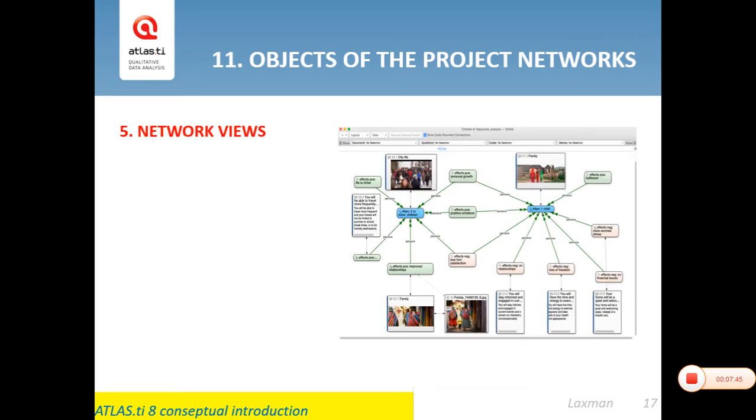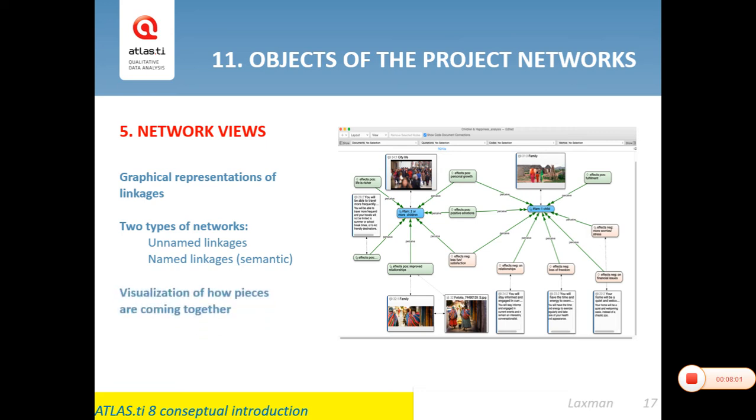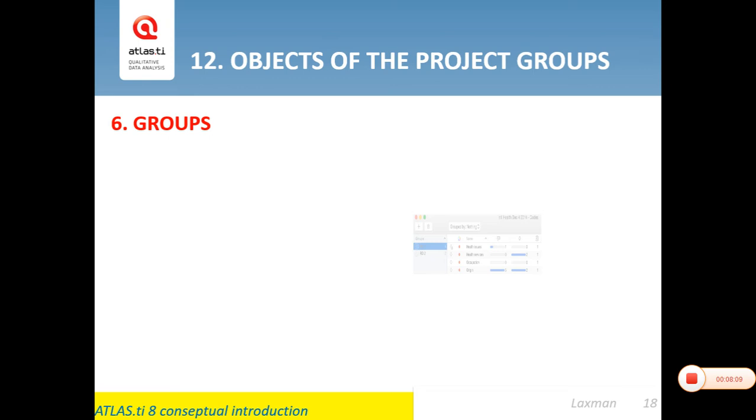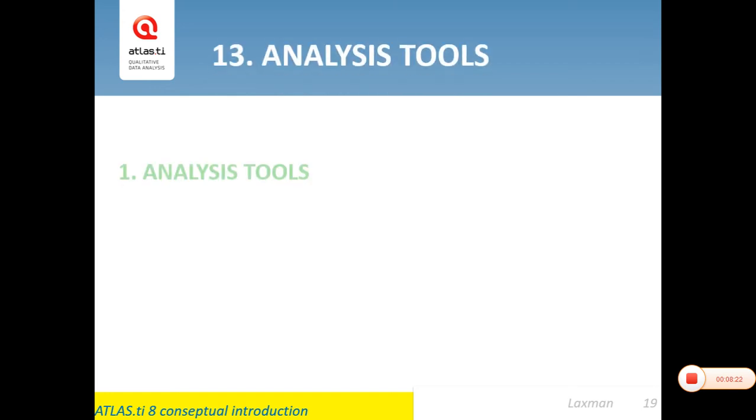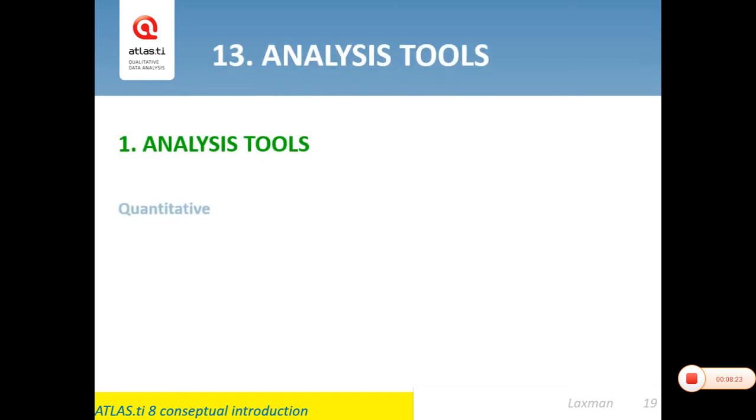And let me go ahead. So, network views. Now this picture makes it clear what a network view is. It is a graphical representation of linkages. There are two types of networks, unnamed and named linkages. They are semantic ones, and concept maps, cognitive maps, and taxonomies. And groups. Groups of documents, codes, and memos are made, and grouping is done according to shared attributes, characteristics, or themes.